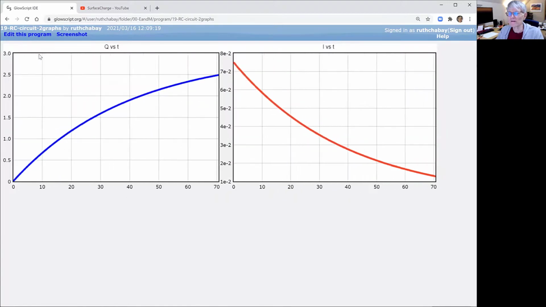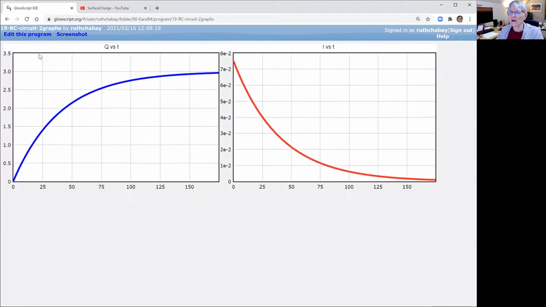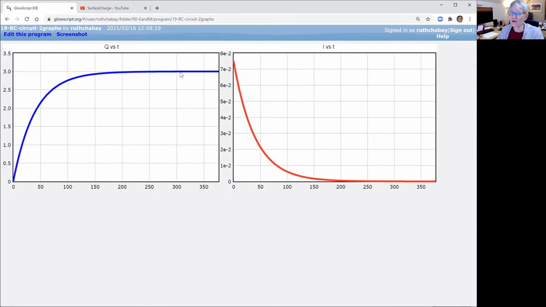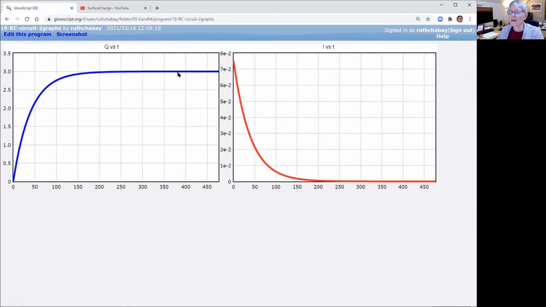And we'll run this, and we find that it predicts, not surprisingly, 3 coulombs of charge. And that's a huge, huge charge, right? Because the charge on 1 electron is 10 to the minus 19 coulombs. Now, this is a very special kind of capacitor.